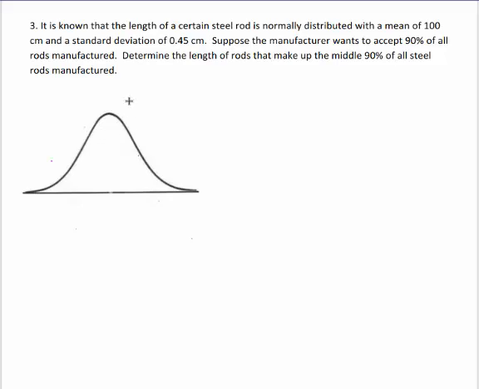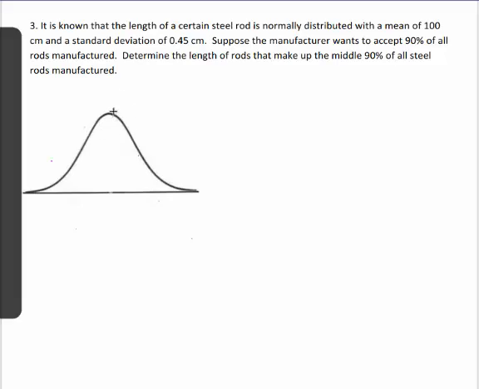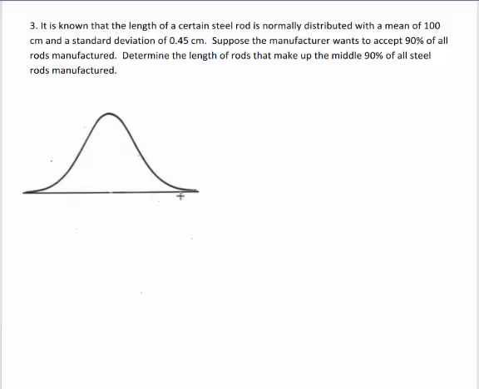Alrighty, this next problem is a little bit more difficult, but just remember that we are still using our pathway. We're going to be starting with, or if we have raw data, we can then go to Z, then we can then go to probability or area. And we can also go backwards, which is actually the way we're doing it on these problems right now.